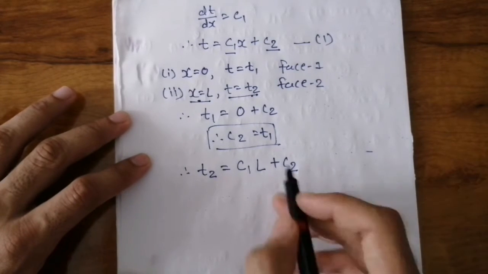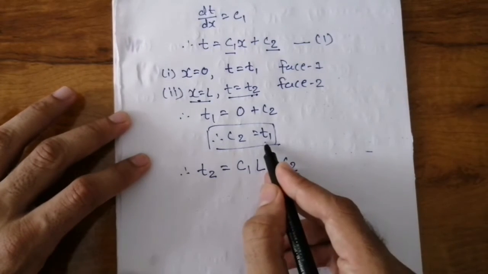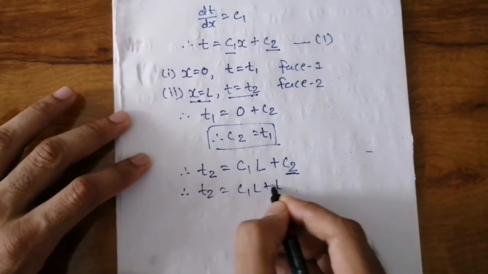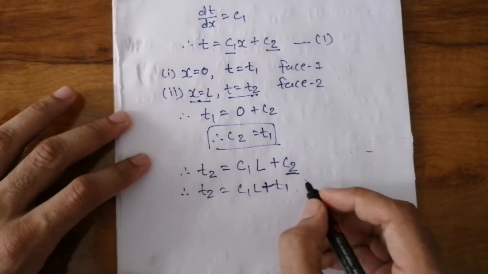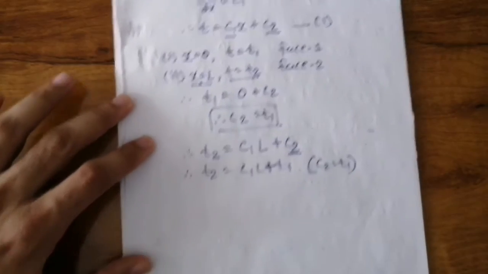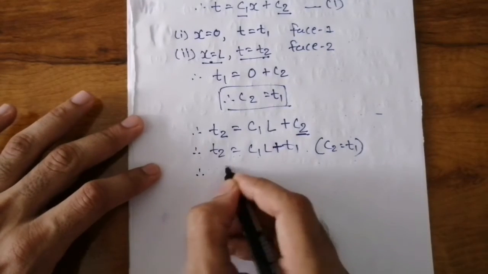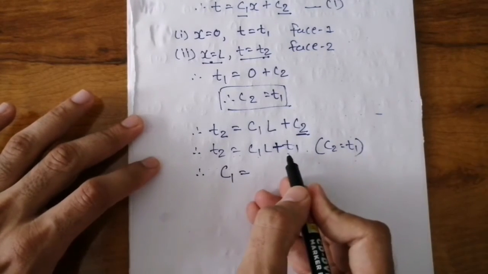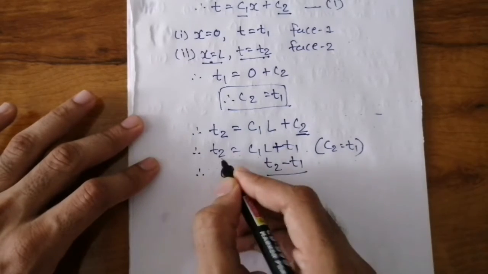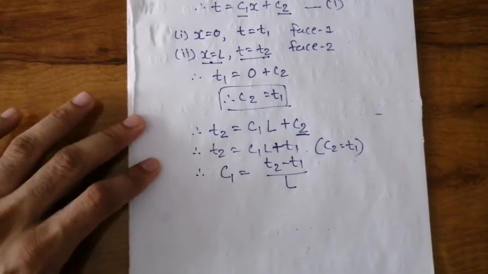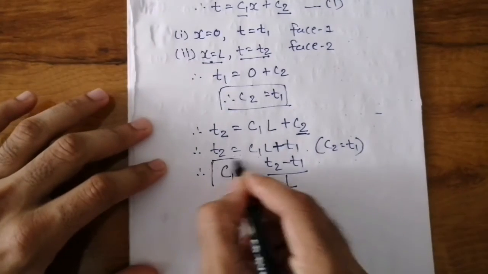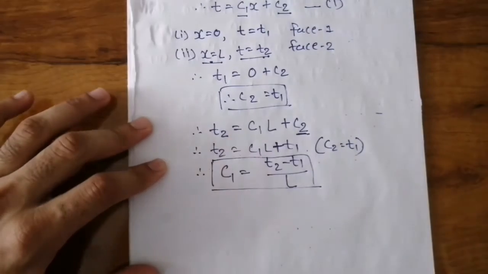Now what is C2? So C2 is equal to T1. So we can say that T2 is equal to C1L plus T1, and we can say that C2 is equal to T1. So what will be C1? C1 is equal to, I am just taking the T1 this side, so it becomes T2 minus T1, and L this side, so it will be T2 minus T1 by L. That is your C1, and that will be your C2.